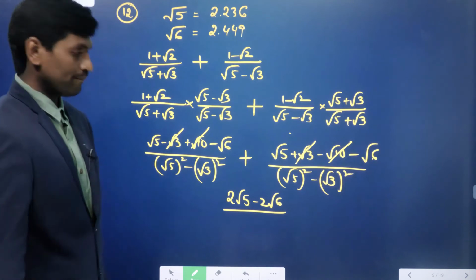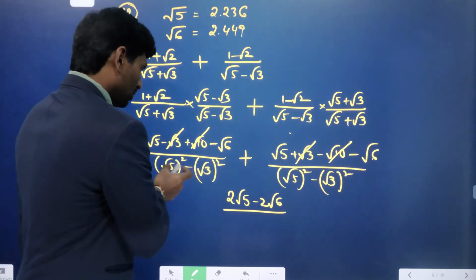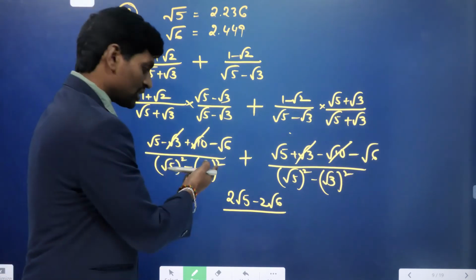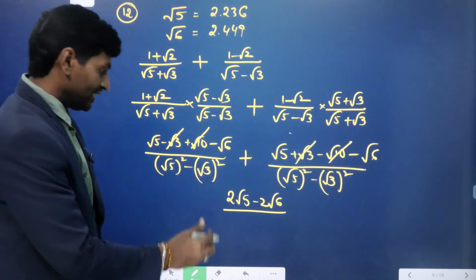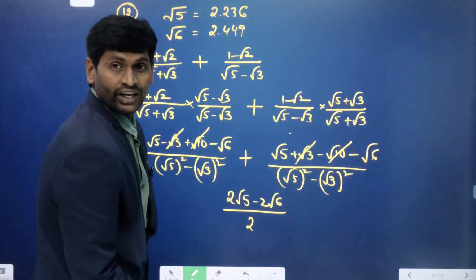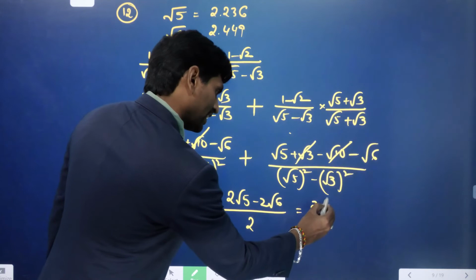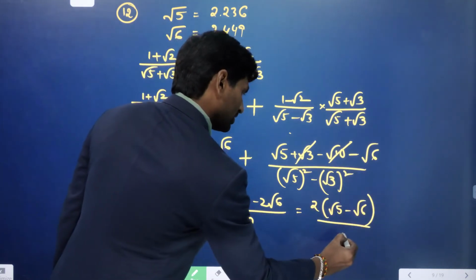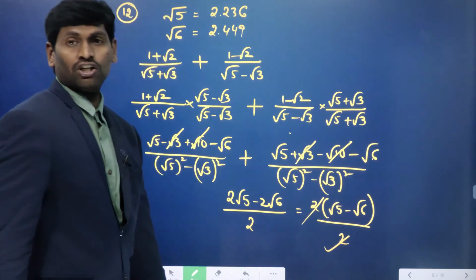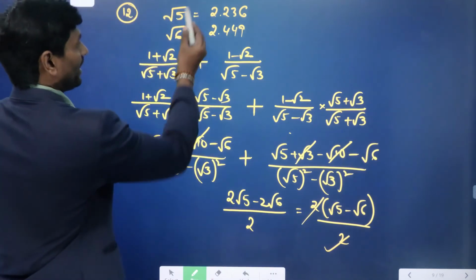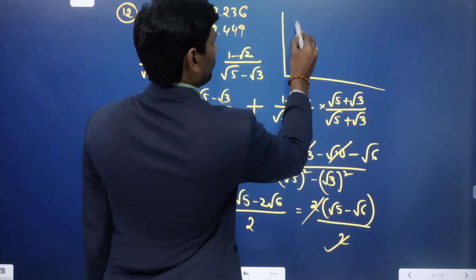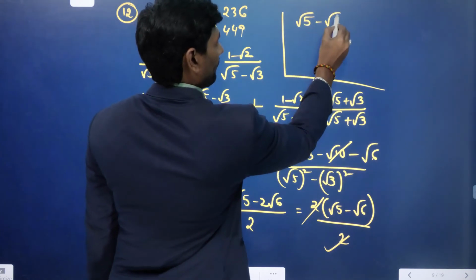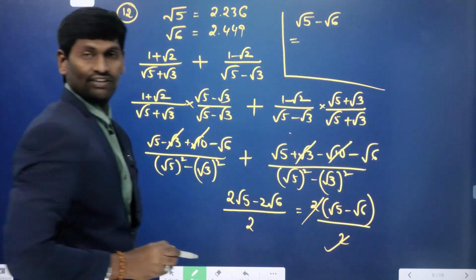Divided by, root 5 whole square means 5, root 3 whole square means 3. 5 minus 3 is 2. From the numerator I can take 2 as a common term. Still I have 2 into root 5 minus root 6 by 2. Numerator and denominator 2 cancel. Root 5 value is given. We have left only root 5 minus root 6 value.